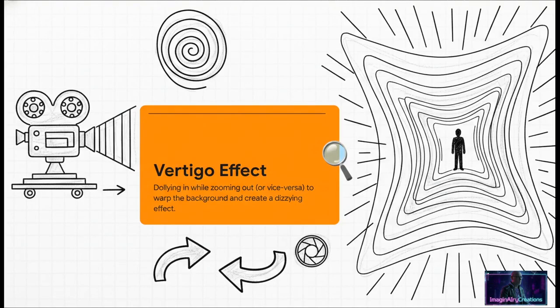And here's where it gets really cool, when you combine those two ideas. The Vertigo Effect, sometimes called a Zolly, is an absolute classic. You dolly the camera forward while zooming the lens out. The subject in the middle stays the same size, but the whole world seems to warp and stretch around them. It's perfect for that sudden, dizzying moment of realization.